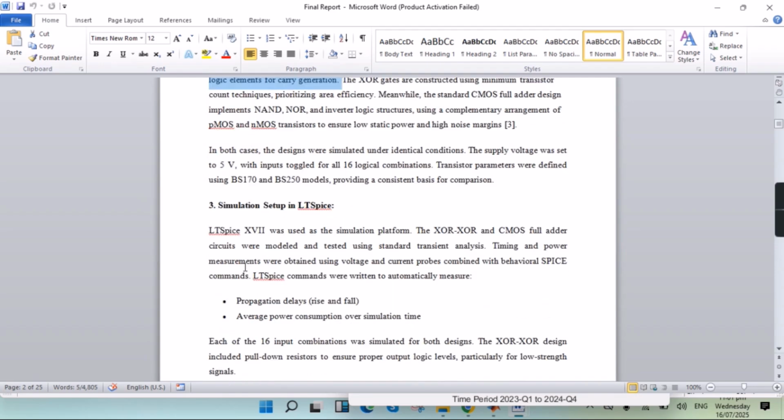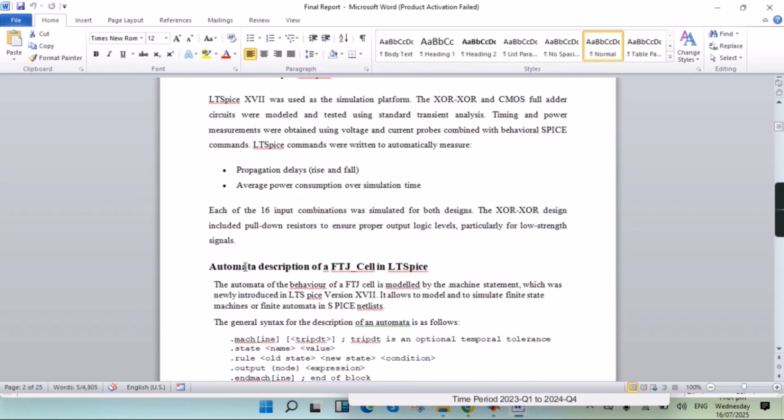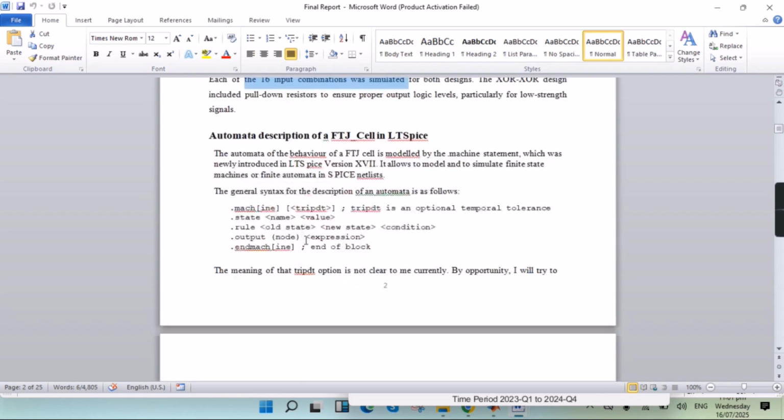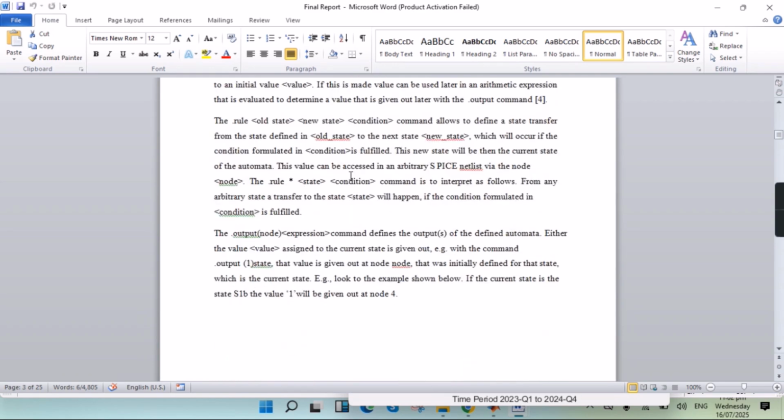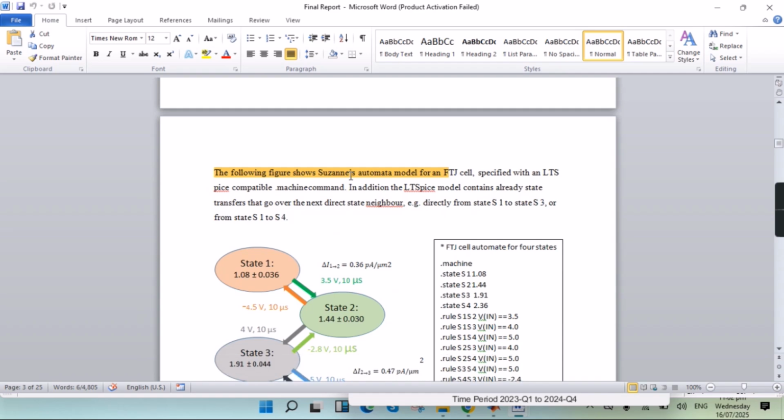Okay, in the simulation setup, we need to calculate the sum with the propagation delay, average power consumption, and overall simulation time. Because the main purpose is the simulation time is most important. The input is 16 input combinations and we have used XOR-XOR design components, FGT cells, which are not essential at the first stage, but these are used in our case as well.